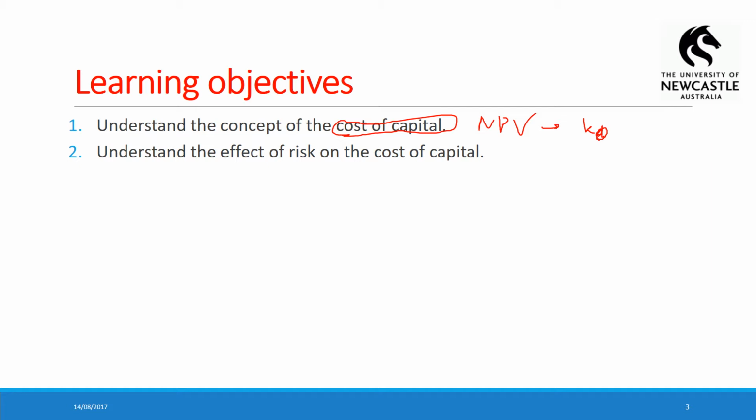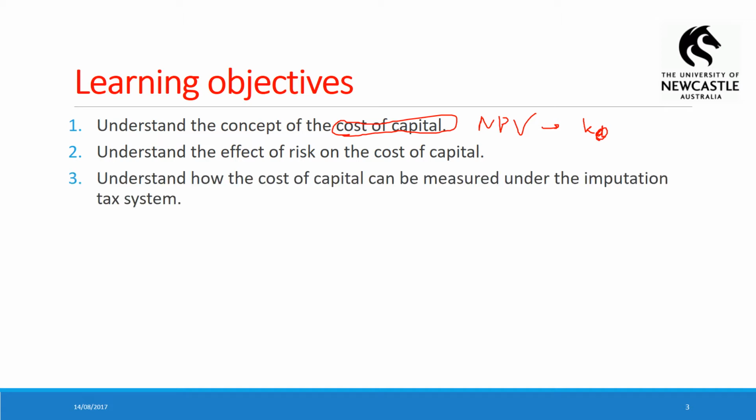We then look at the effect of risk on the measure of the cost of capital. There are two types of risk, business risk and financing risk. We mentioned before that the project's cost of capital should depend just on the volatility of the cash flows of the project, so just on the business risk of the firm. The financing risk is reflected in the cost of equity, right? We also look at the impact of the imputation tax system on the measure of the cost of capital.